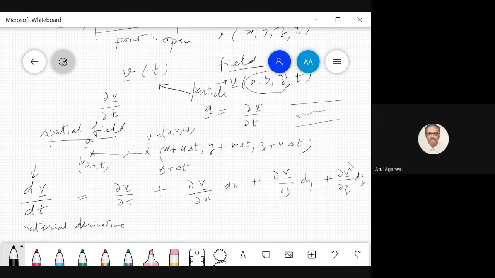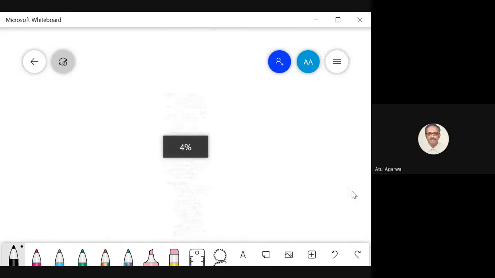You see, I'm just using Taylor's theorem. It's a function of x, y, z, t. So derivative with time, derivative with position, and whatever is the distance traveled. It goes from here to here. You know dx, dy, dz. Change in x, you have to find the gradient and multiply. Is it all right? Yes.